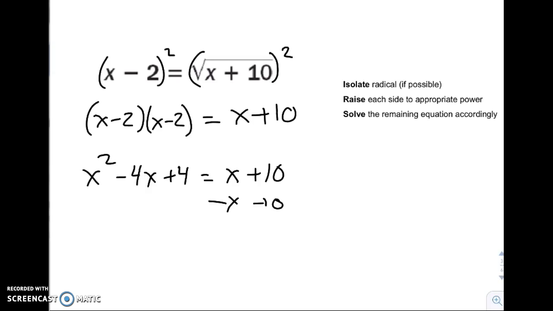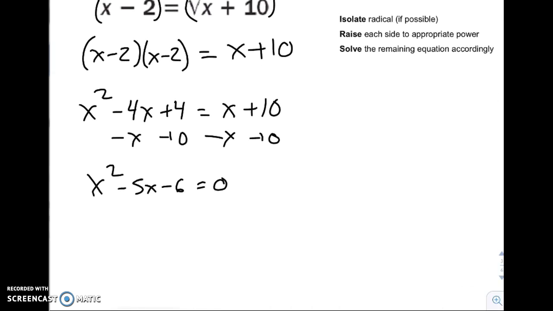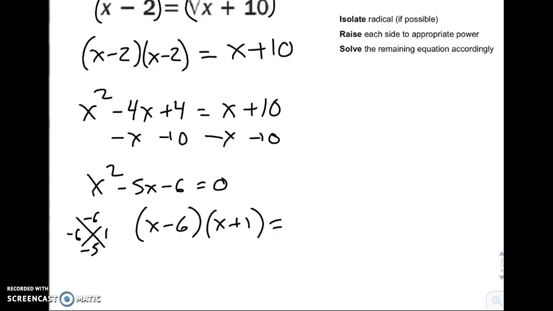Subtract x. Subtract 10. And we have a quadratic. We have to solve the remaining equation accordingly. This is a quadratic, which asks us to get this equal to 0. And you've got a couple of methods for solving a quadratic. You can use the quadratic formula. Factoring, I think, would be the easiest method here. What multiplies to negative 6 and adds to negative 5? It's got to be negative 6 and positive 1. So it's x minus 6 times x plus 1 equals 0. So the solutions include x equals 6 and x equals negative 1.